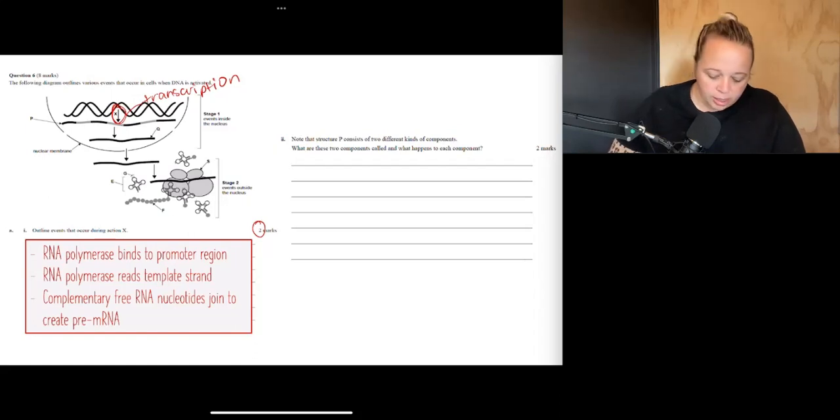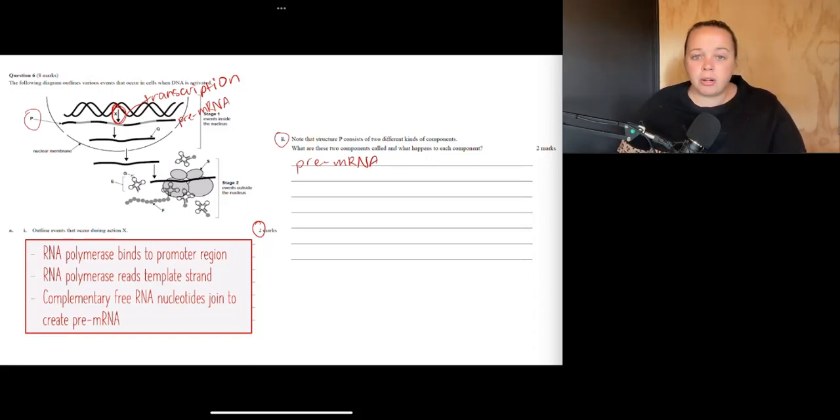Question part 2 talks about P. Now, what is molecule P? If it's just after transcription, this is what I like to do. I like to annotate my diagram. So I would say that structure P is pre-mRNA. And so it has 2 different types of components. What are these components called and what happens to each of them? So this is an example where an RNA processing question is worth 2 marks. If you still haven't answered it, pause now, give it a go and see how you go.